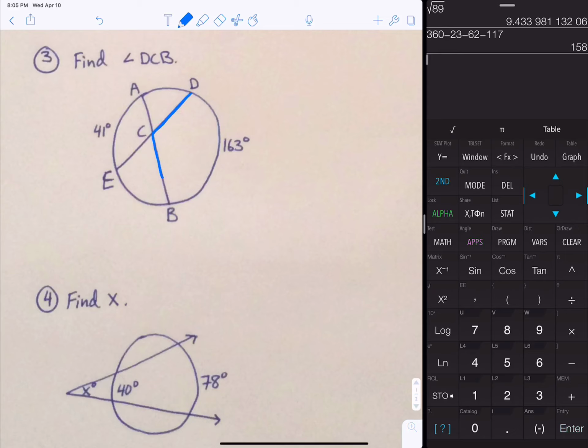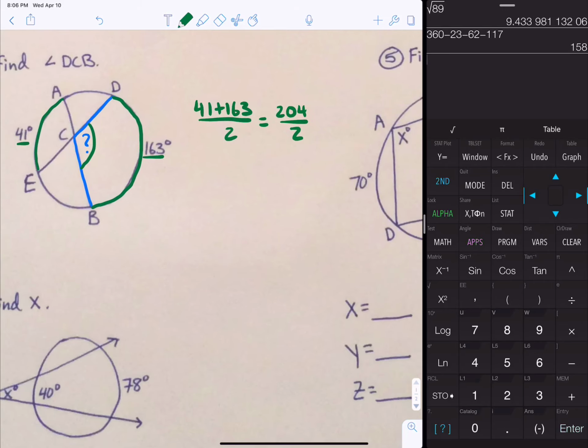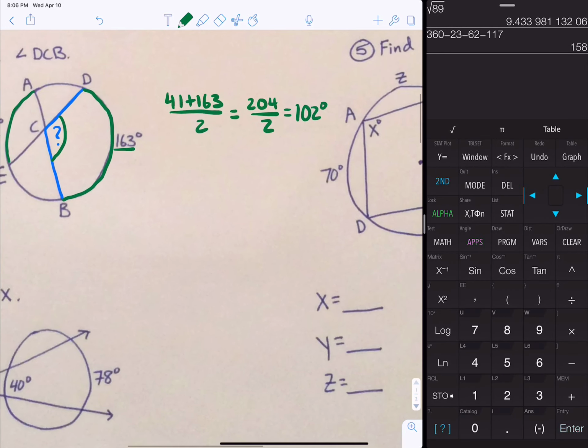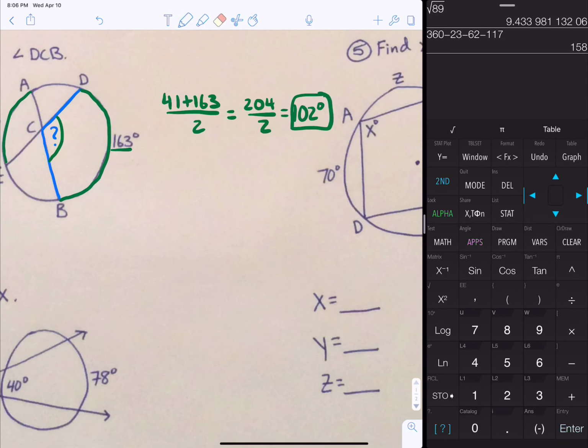DCB is this angle right there. The rule with this type of circle and the like intersecting chords inside of it is that you take these two arcs that are intercepted. So arc AE plus arc DB, and you add them together and divide by 2 to get this angle DCB that we're looking for. Okay, so 41 plus 163 all divided by 2 would be 204 divided by 2, which would be 102 degrees. All right, so that's it for number 3.